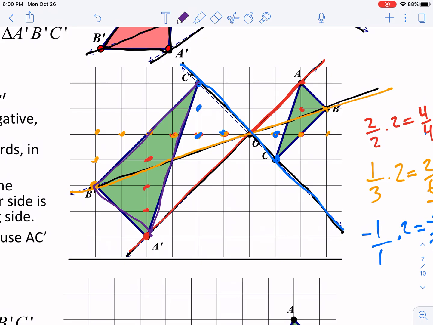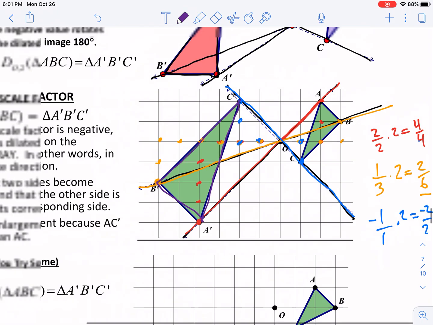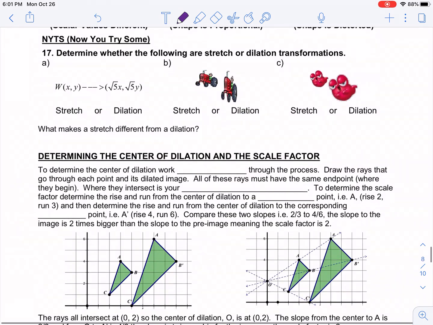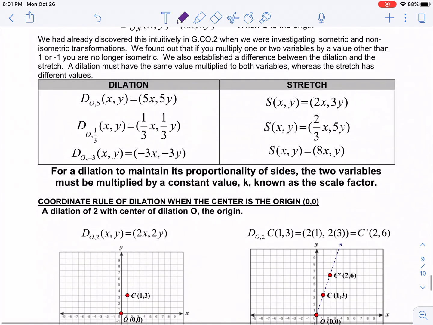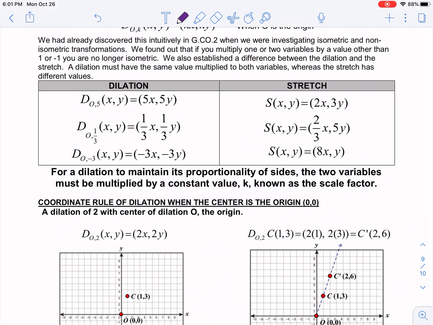Okay, so this would double the figure. We enlarge the figure. It's just a negative in the opposite direction. Okay. Last thing I wanted to talk about is the coordinate rules.